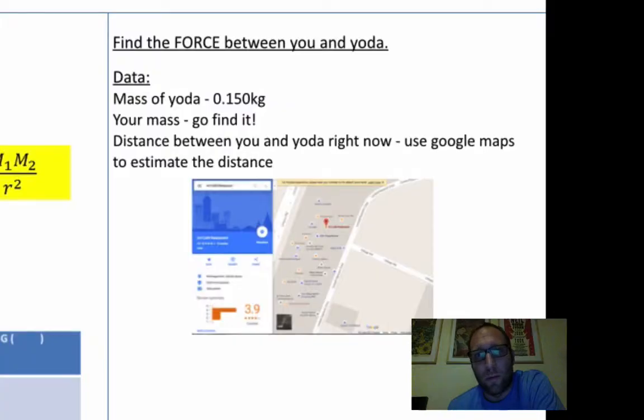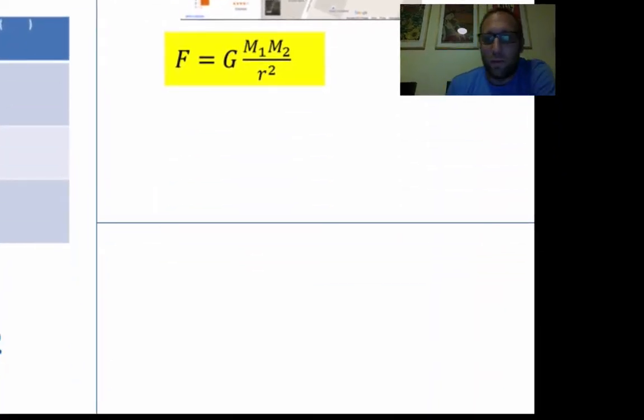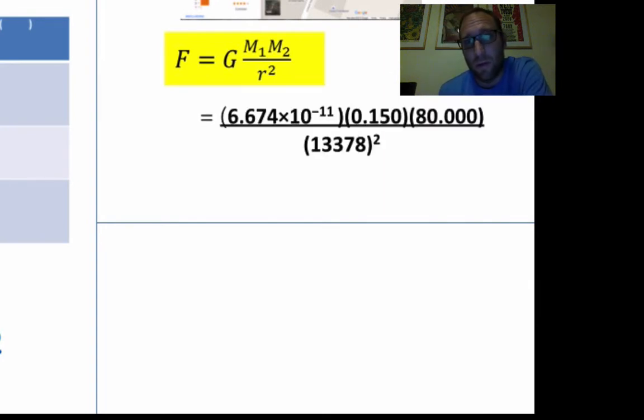Right, so this is for myself. There's the equation, F equals G m1 m2 over r squared. Don't forget to square the distance. Here we go. There's my mass, 80 kilograms. Yoda's mass in kilograms. The distance between my house, which is a secret location and no one knows, is 13,378 meters from here to Art Cafe. And you plug it all in, and there we go. The force between me and Yoda, who's at Art Cafe, is 4.47 times 10 to the minus 18 newtons.